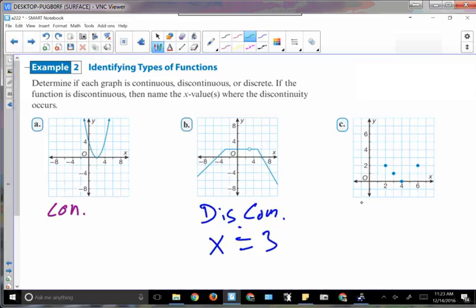Okay, that is going to be the discrete, because it's just got points. Easy enough. Okay, did they ask for the range or domain?